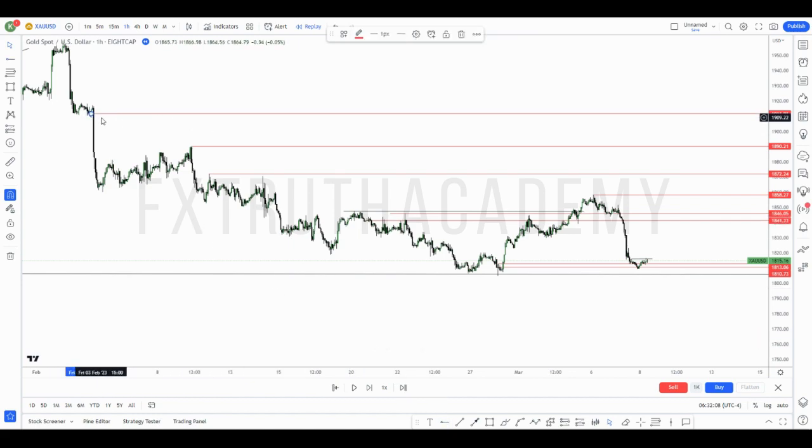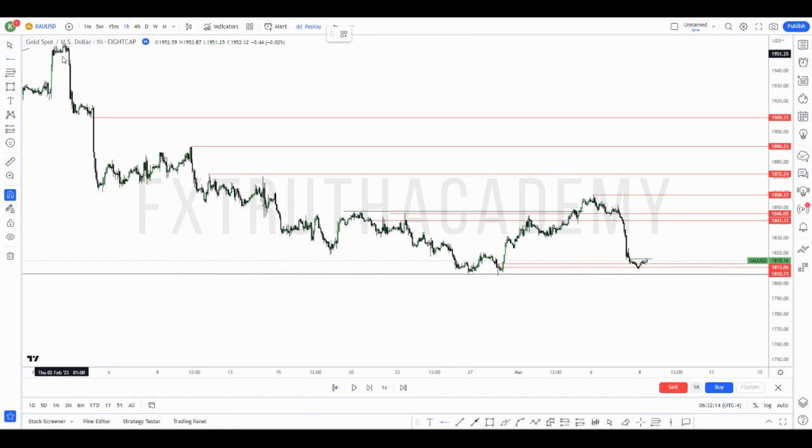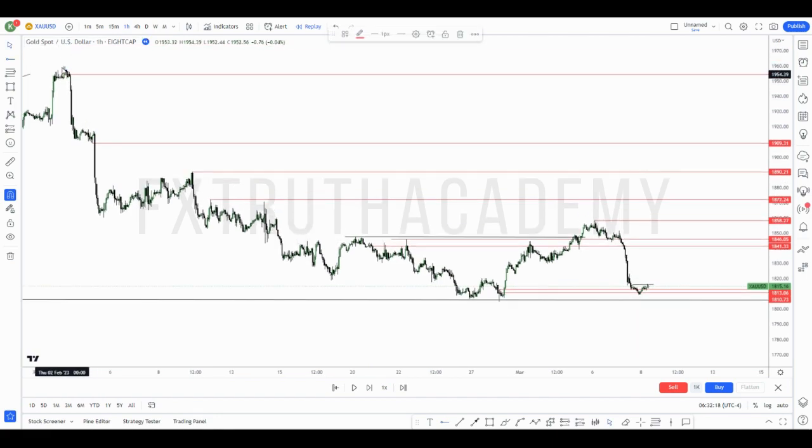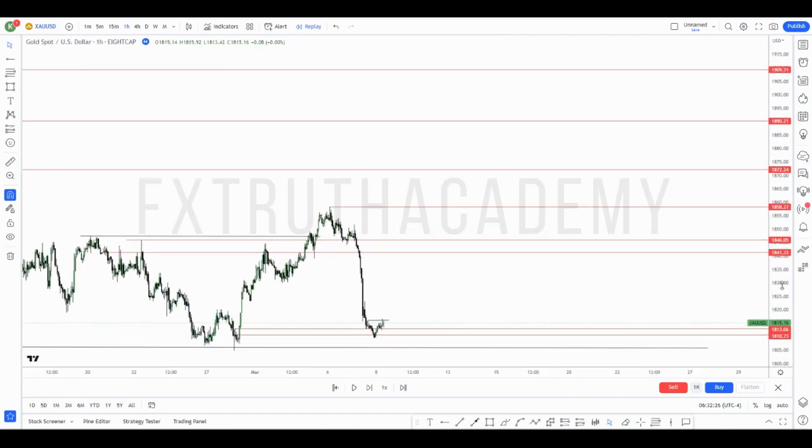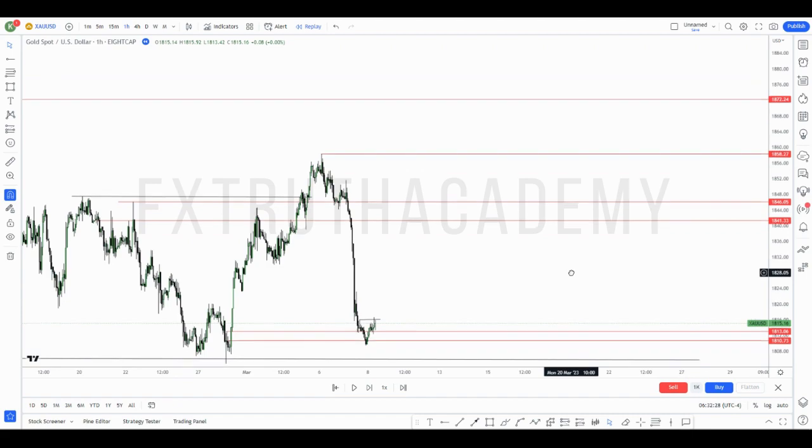So I want to see price fill that imbalance right there. And another area will be to ultimately see price get to that particular high. That's this particular high right here. Good. So without further ado, let's go and get our entry in. Let's get our entry in right there.